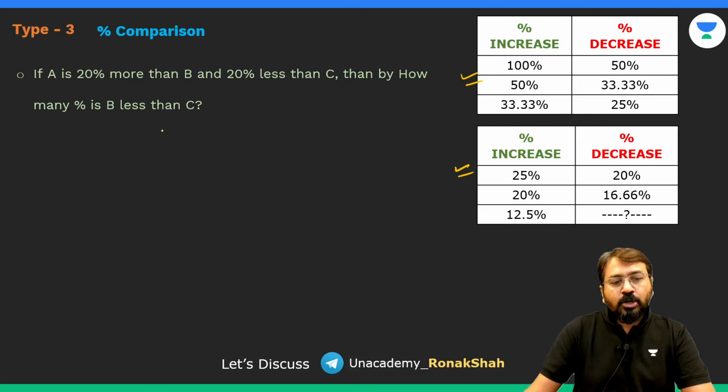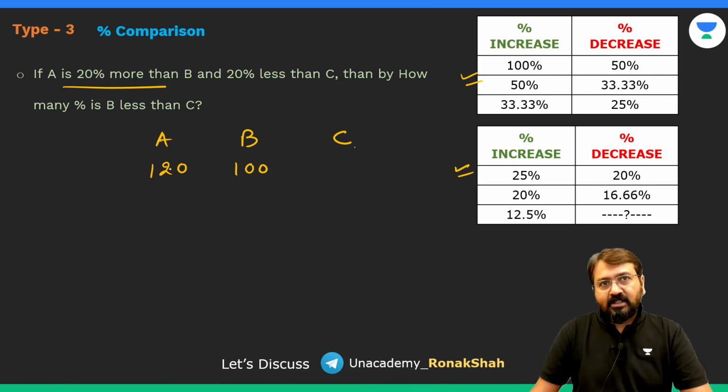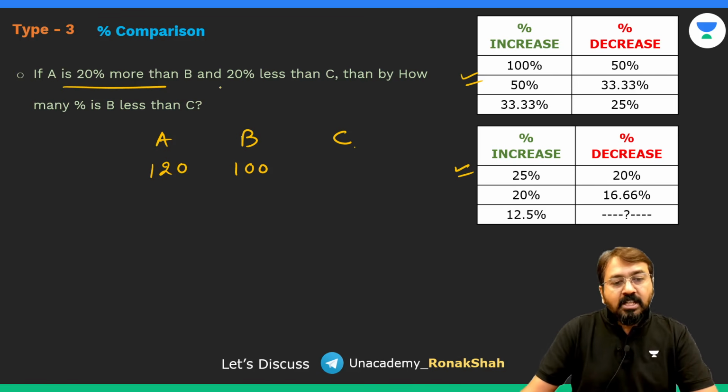So let me show you a shortcut for this. A, B and C. Okay, you can start from anyone. So I'm starting with B. So let me take B as 100. So A is 20% more than B. So A should be 120. Now this part is very clear. Okay, no rocket science in that.